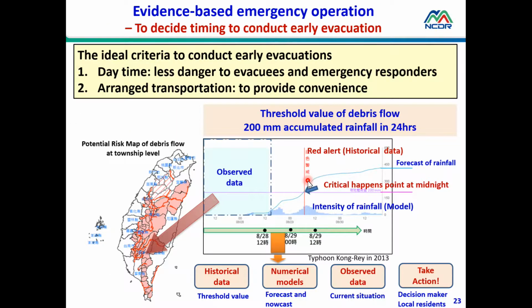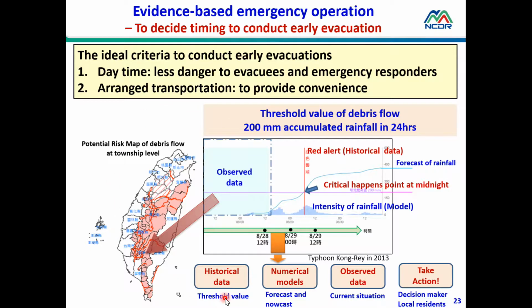Another important thing in Taiwan, especially for typhoons, is that we have to decide the timing to conduct early evacuation. We have a clear definition of early evacuation. First, only evacuate people in the daytime, because evacuation at night is dangerous to both emergency responders and evacuees. Second, we need to arrange transportation to provide convenience for people to go to a safe shelter. So based on the two criteria, how do we decide the time to evacuate?